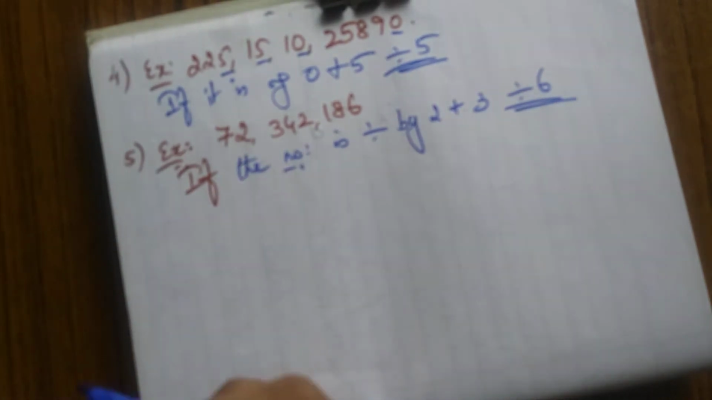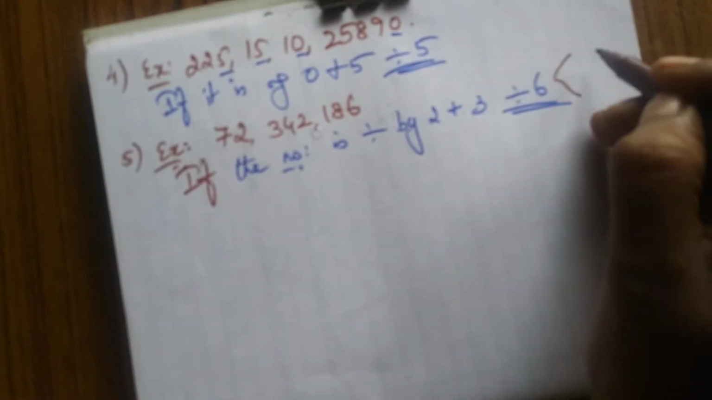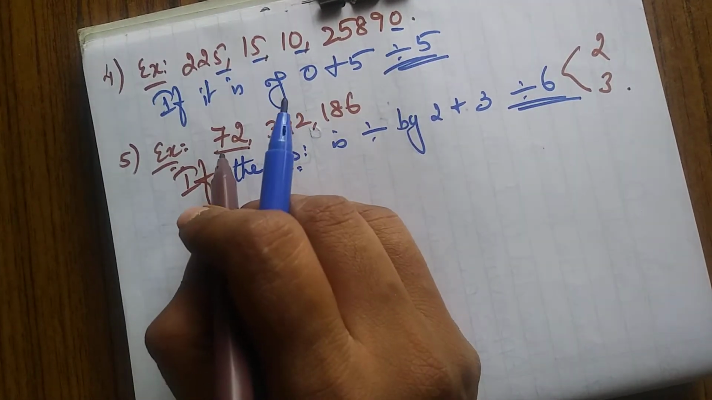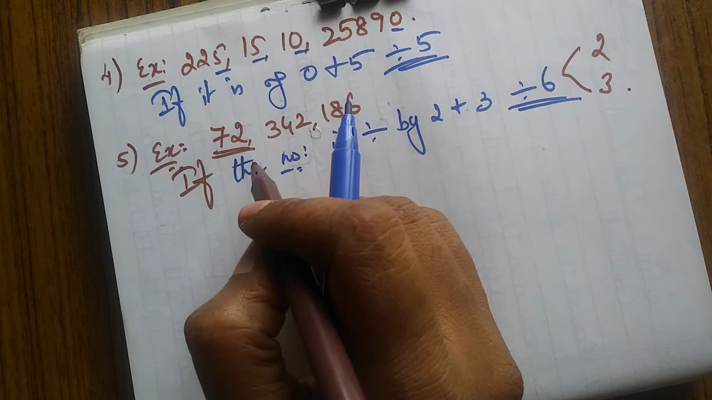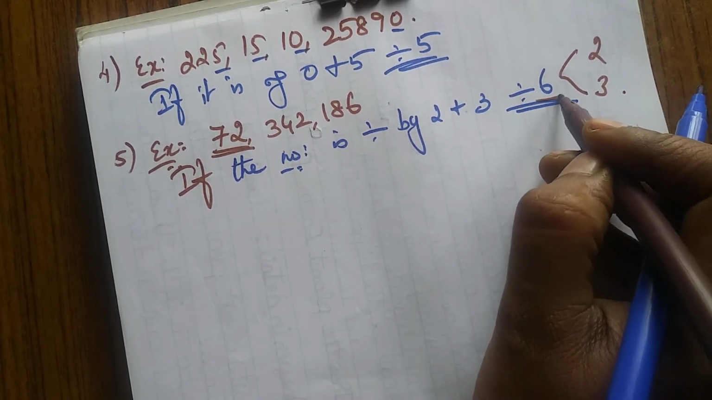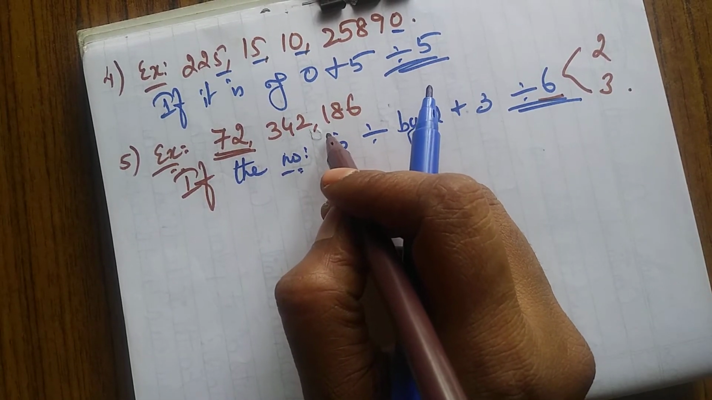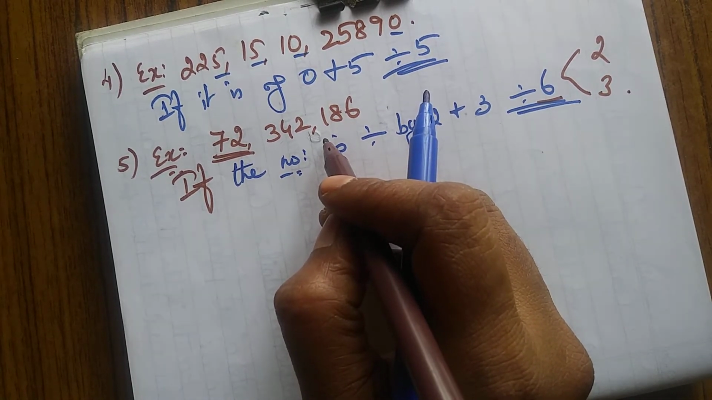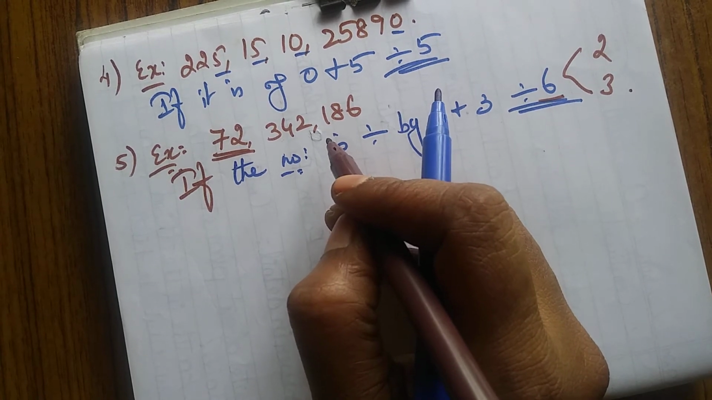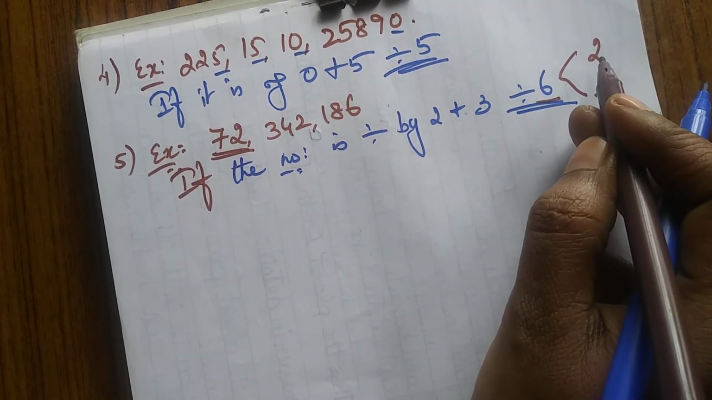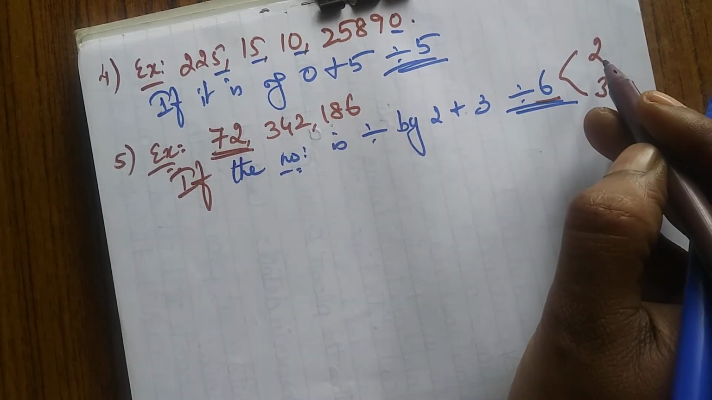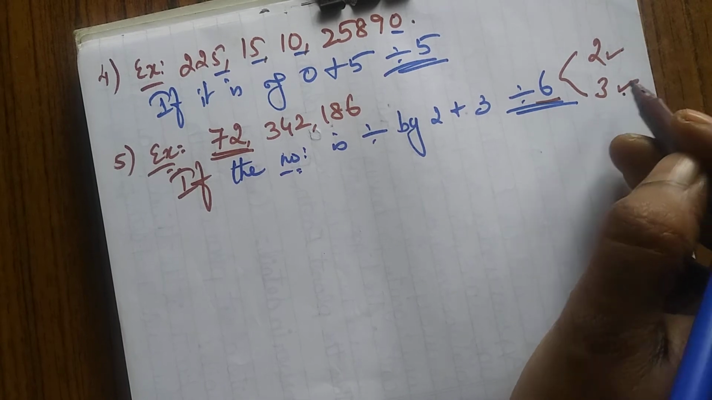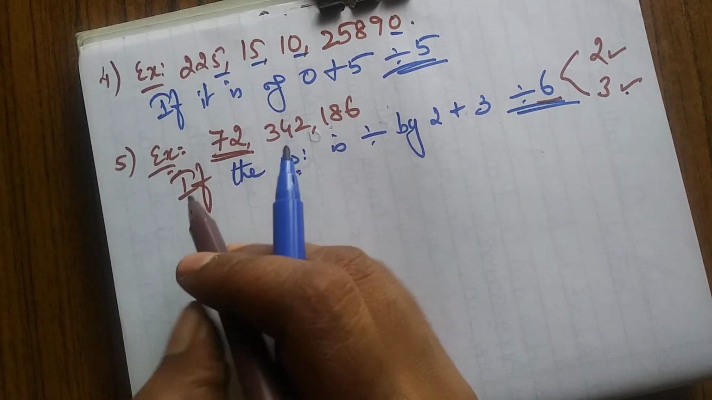This is rule number 5. Because 6 has factors of 2 threes are 6. If a given number is divisible by 2 and 3, then it is divisible by 6. If some number is divisible by 2 but not divisible by 3, then that number cannot be divisible by 6. So you should check whether the given number is divisible by 2 as well as by 3. If it goes in both 2 and 3, you can say the given number is divisible by 6.